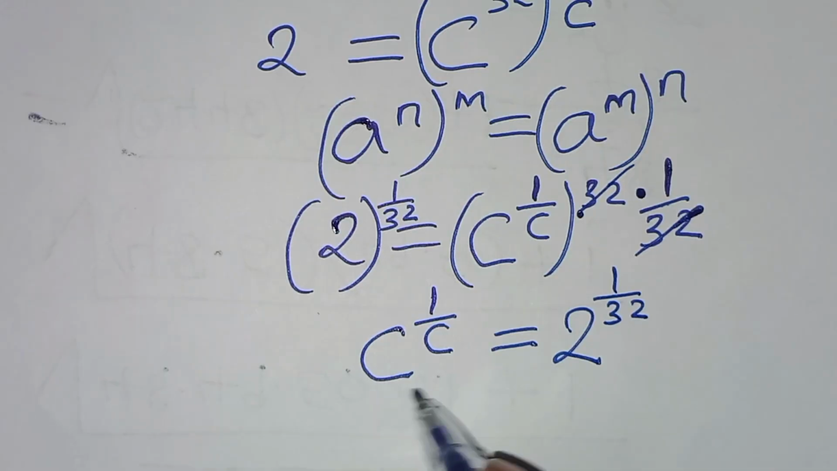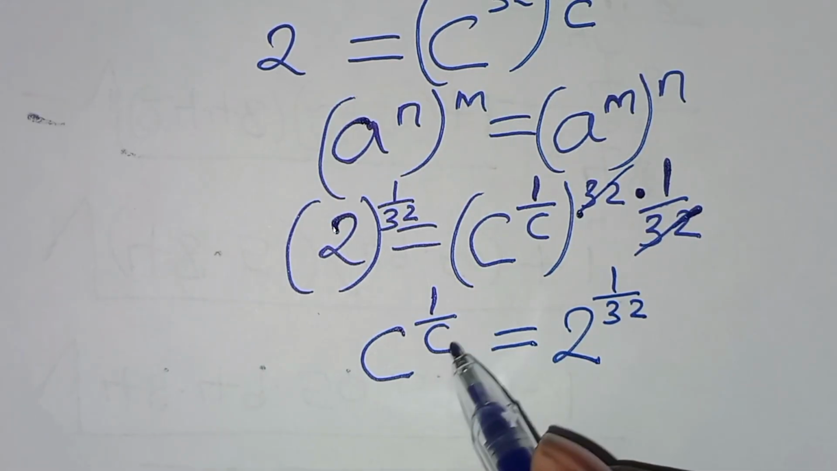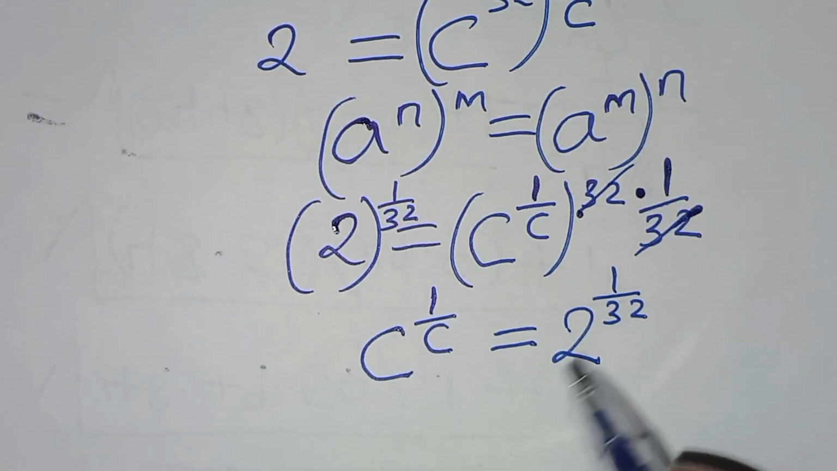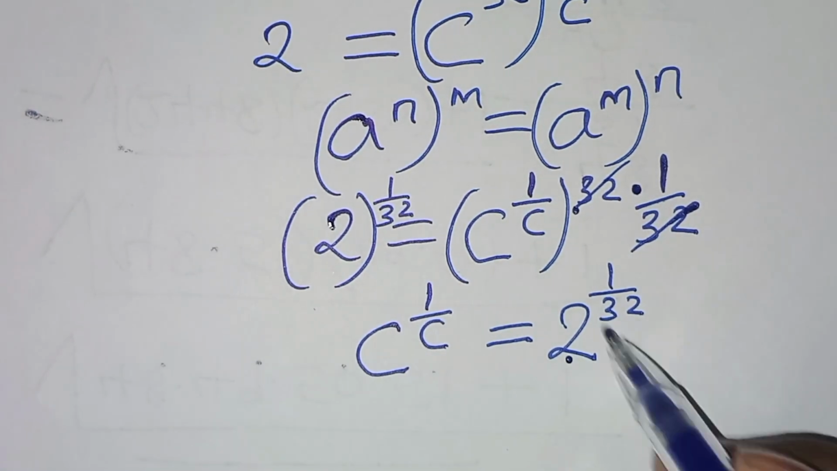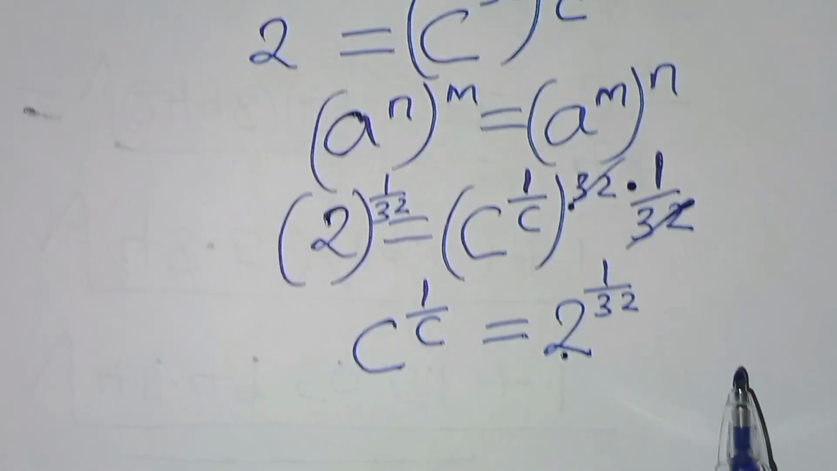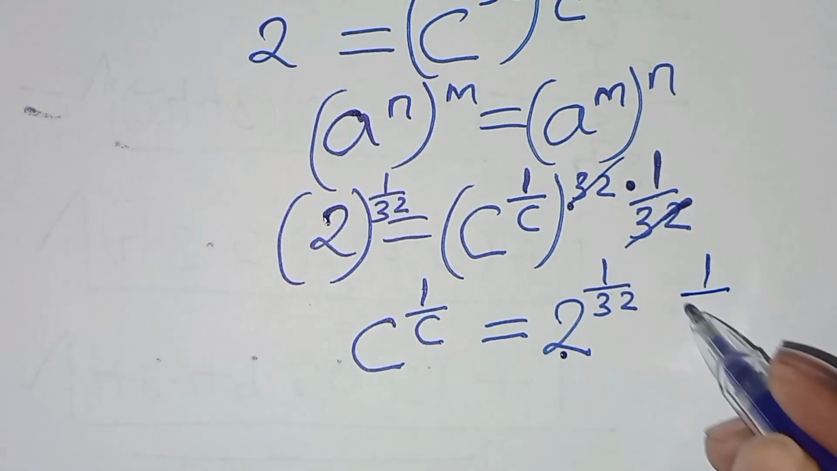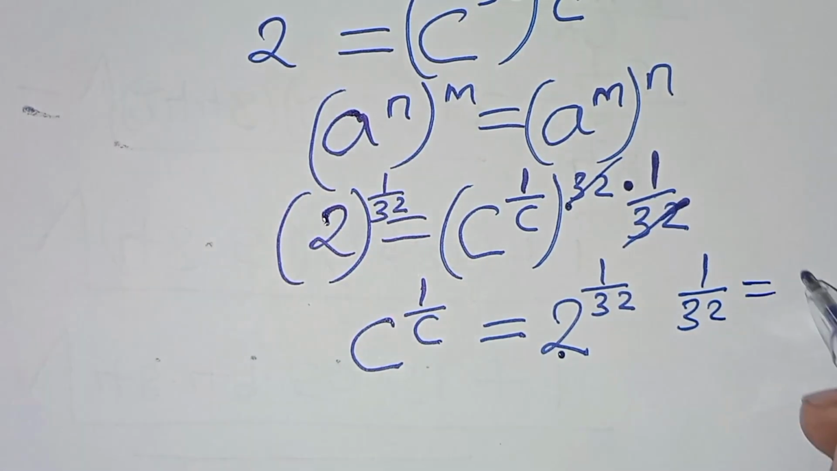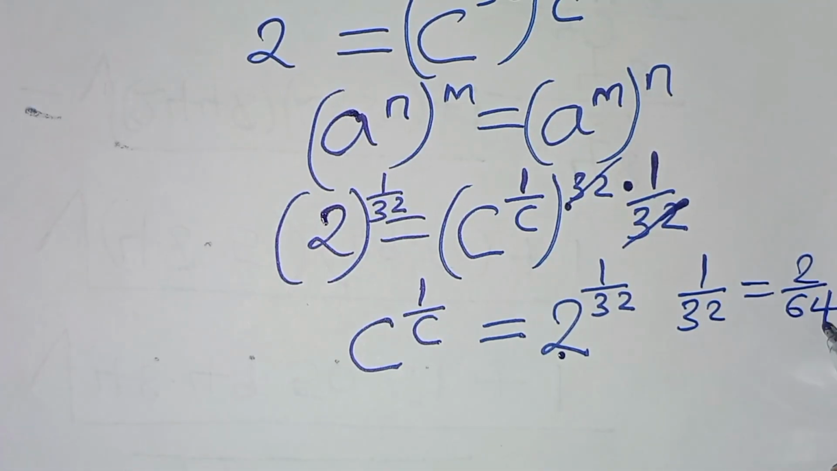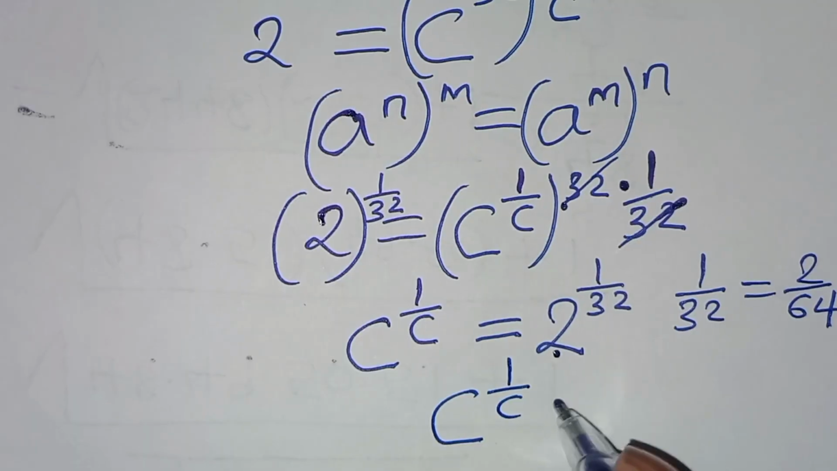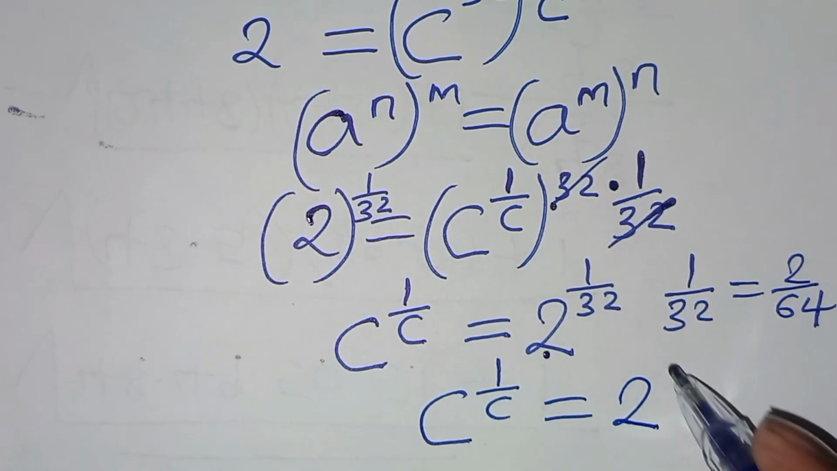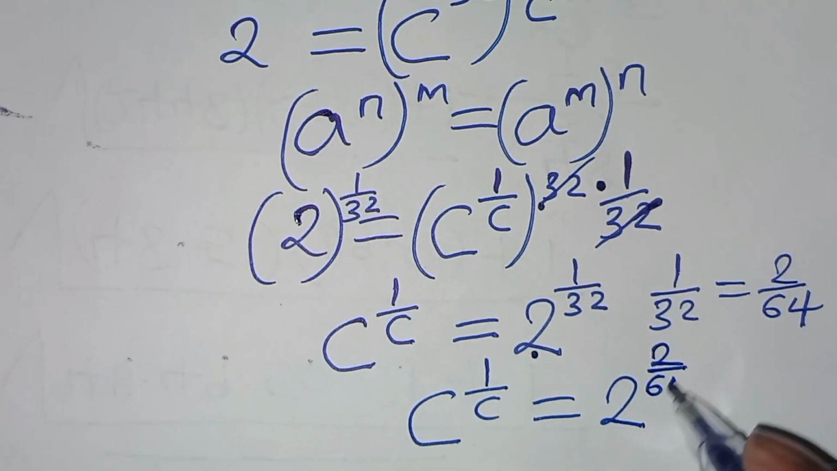You can see here the base and the reciprocal of the exponent is the same here. But here we have 2 raised to power 1 over 32, so the base is not equal to the reciprocal of the exponent. So let's proceed from here. We can express 1 over 32 as 2 over 64. So here we'll have c to power 1 over c. This is equal to 2 to power 2 over 64.